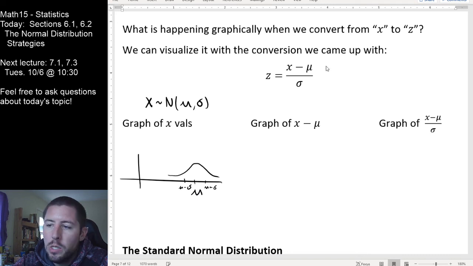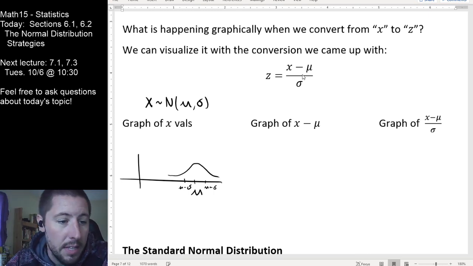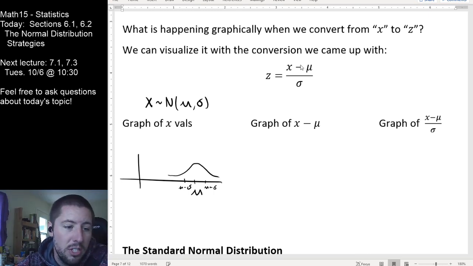So what's happening as we perform this computation? Well, the first thing that happens is we subtract off mu from all of our x values. So imagine that we've taken a sample of 50 people's heights. Well, let's subtract off the average from all those heights. Then what that should leave us with is just how many inches above or below normal you are, right?